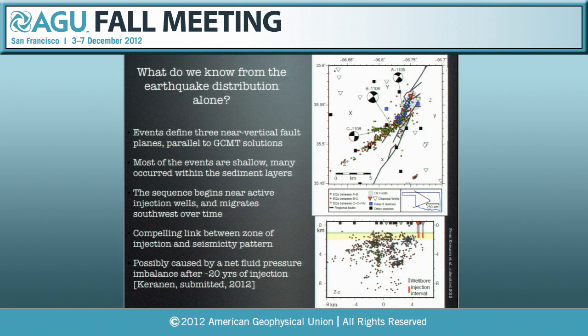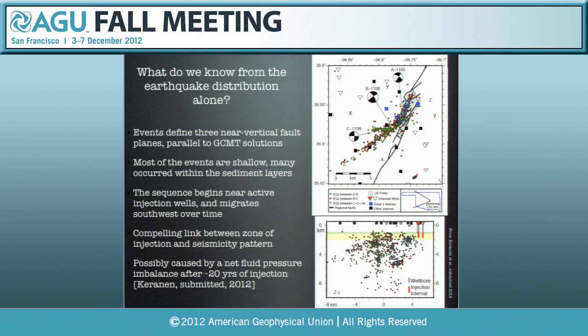So what do we know from the earthquake distribution alone? Well, we know that these events define 3 near vertical fault planes that are parallel to these global centroid moment tensor solutions. That most of these events are shallow, occurring between 0 and 5 kilometers, and about 30% occurred within those sediment layers. The sequence begins near these active injection wells and then migrates southwest over time, and that there's a compelling link between the zone of injection and seismicity pattern.